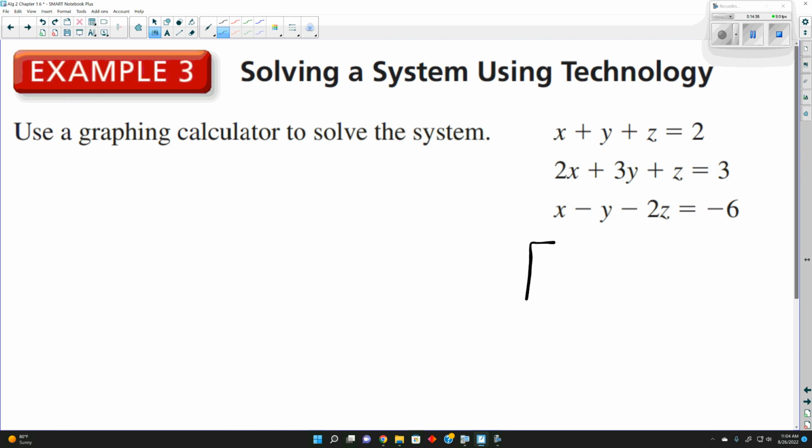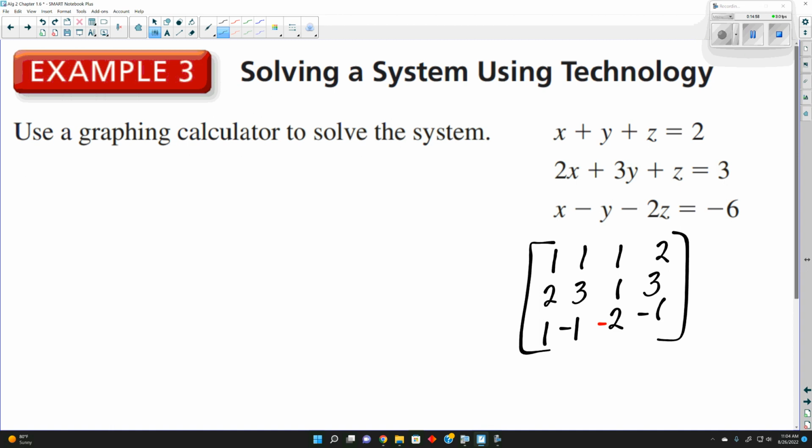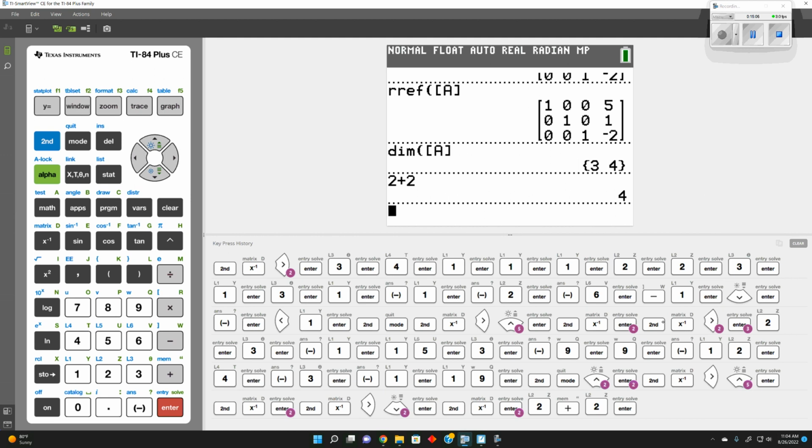So is this already set up in the form of X, Y, Z? Yes, all 3. So we can write the augmented matrix, which would be 1, 1, 1, 2, and 2, 3, 1, 3, and the last one's going to be 1, -1, -2, and -6. So that's going to be our augmented matrix. So at this point here, we're going to get the calculator out.